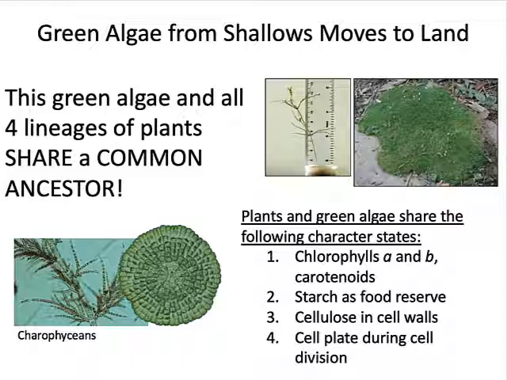Now, we believe that one lineage of modern-day green algae and all four lineages of modern-day plants share a common ancestor. And the evidence for this is that plants and this modern-day green algae share the following characteristics, including they all have chlorophyll A and B, as well as carotenoids. They have starch as a food reserve. They have cellulose in their cell walls, and finally they form a cell plate during cell division.